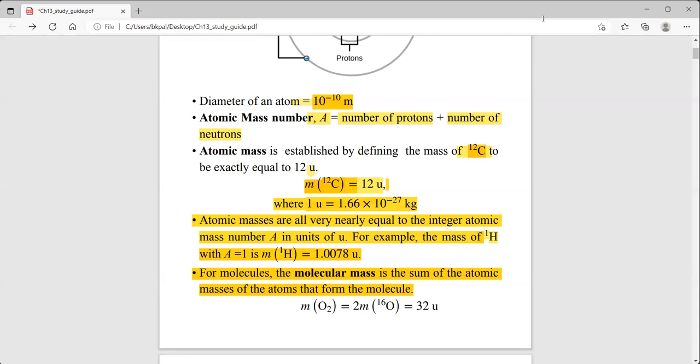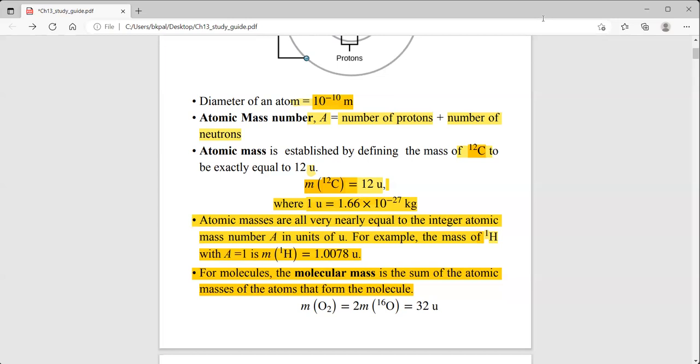And as you know, the molecule and atom are different, so we should also know what is the molecular mass. Molecular mass is a little bit different, but if you know the relationship between the molecule and atom, then it's not too difficult to understand. Molecular mass is basically the atomic mass of all the atoms in a molecule.